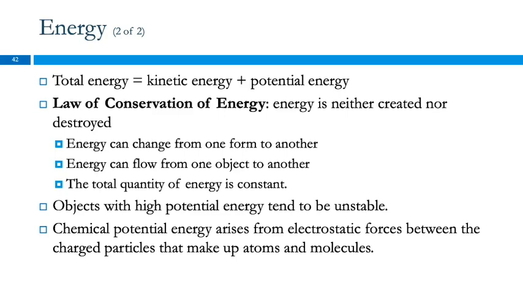Things like gasoline and dynamite have high chemical potential energy. They are unstable. You've got some gasoline, and some of it's vaporized, and you light a spark, and it goes kaboom, right? It explodes. It's unstable.